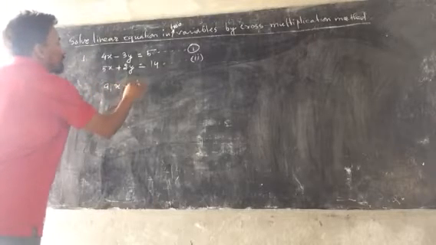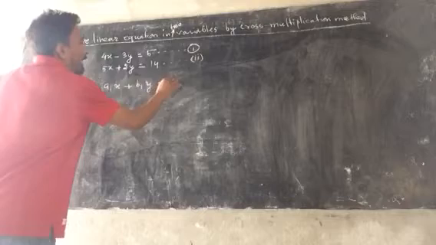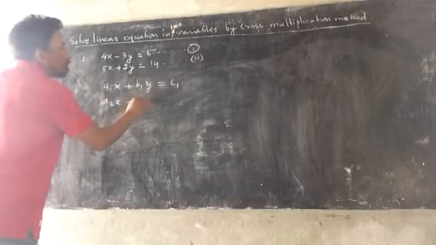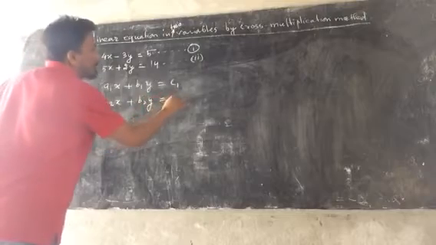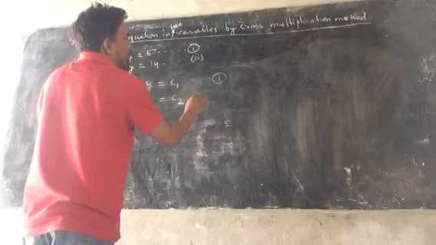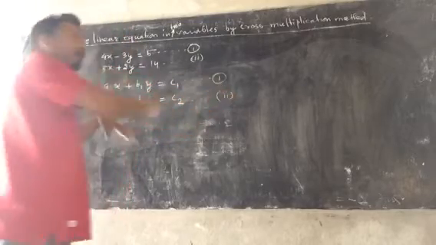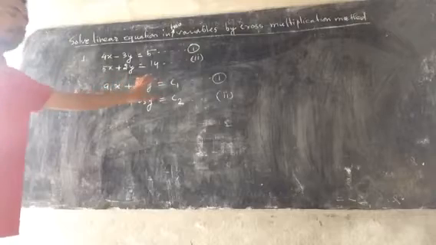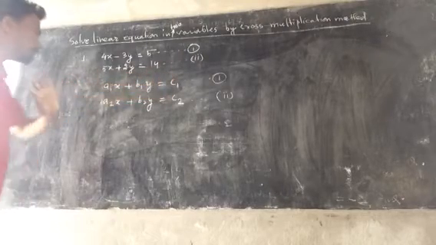a1x, b1y and c1, a2x, b2y and c2. This is the standard form of both the linear equations. So any linear equations can be in this form first. Linear equations should always be in this form.